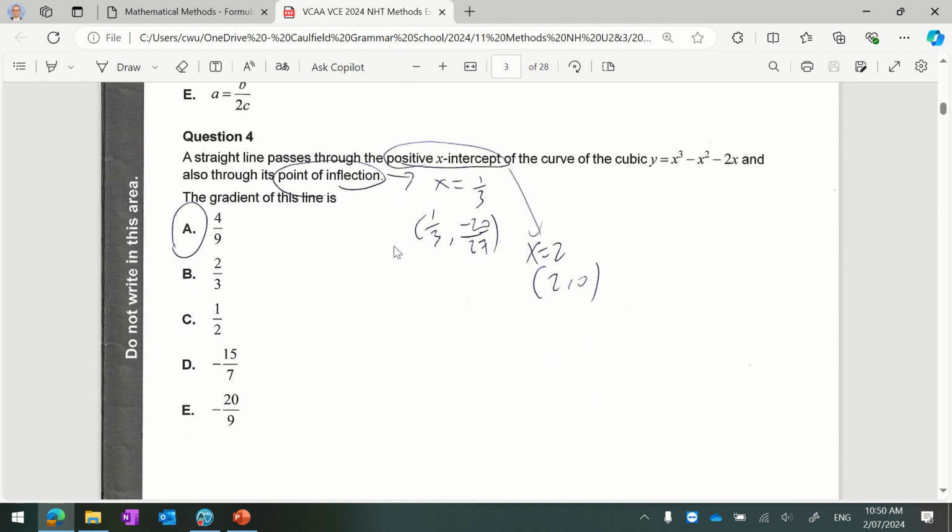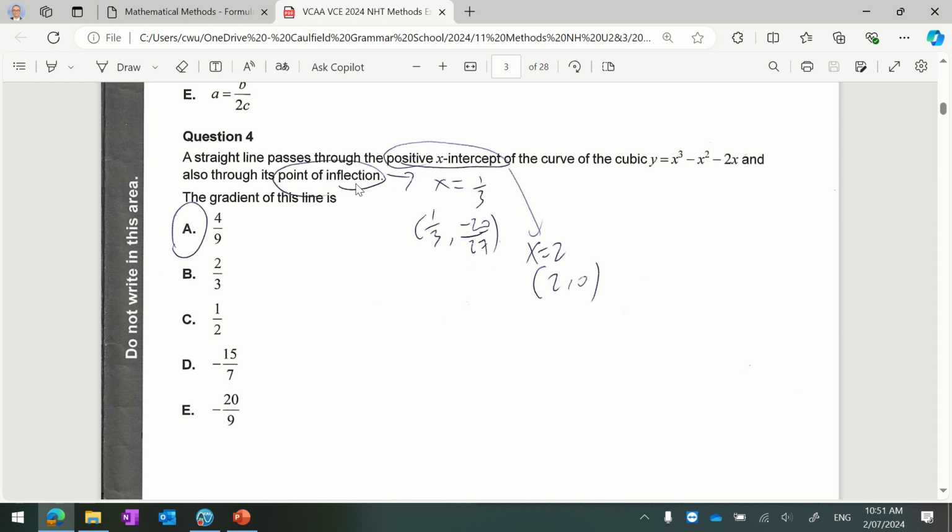Question 4. You have a straight line. It goes through the positive x-intercept of a cubic curve, and the straight line also goes through the point of inflection. It's asking for the gradient of the line. I use CAS to find the x-intercept of the cubic, which is (2, 0). I also used my CAS calculator to find the point of inflection, which is this point here. From two points, you should be able to figure out the gradient of a straight line. It's rise over run, so the difference in y over the difference in x.